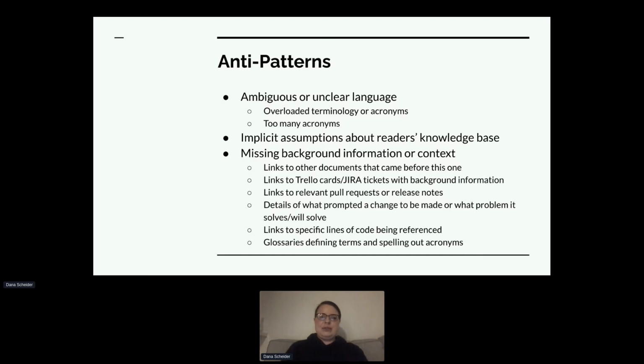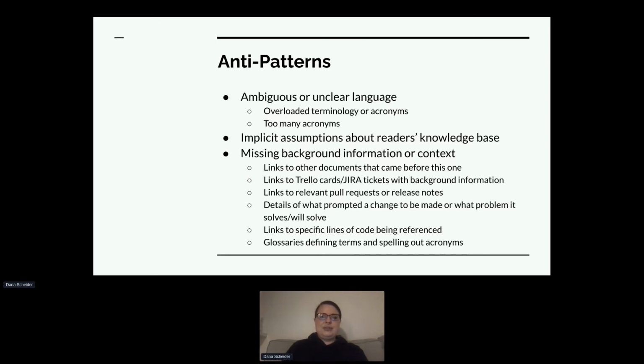Implicit assumptions about readers' knowledge base is another one. It's impossible to not make assumptions about readers' knowledge base. You just want to be as conscious of what those are as possible and do as much as you can to validate that they're accurate.